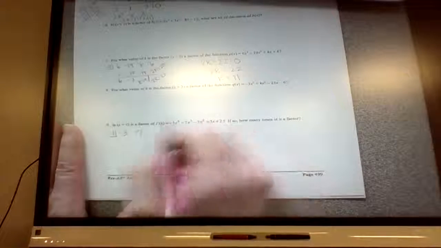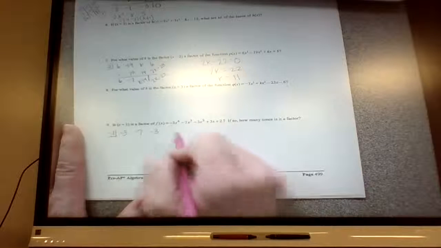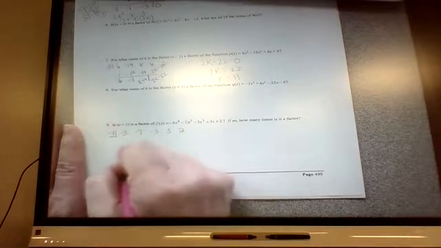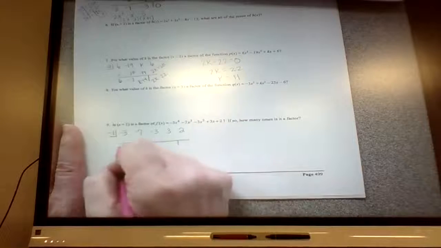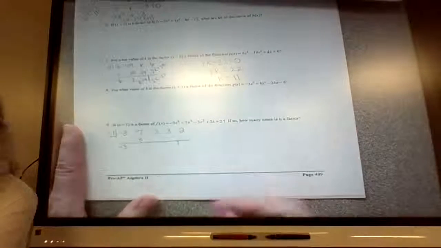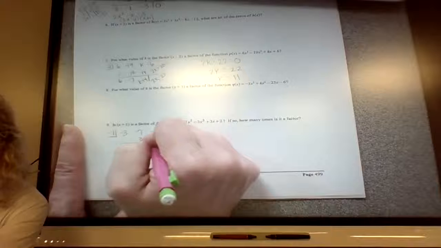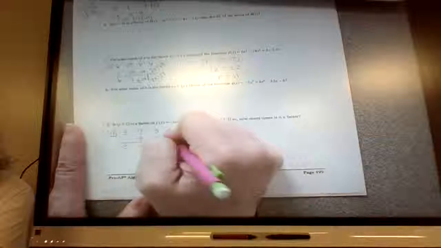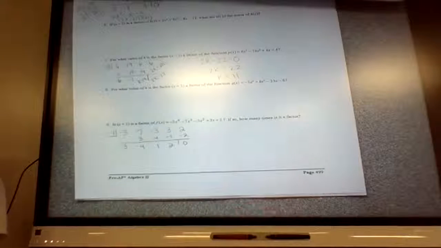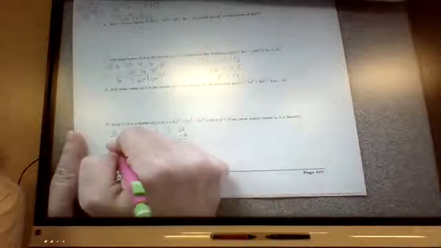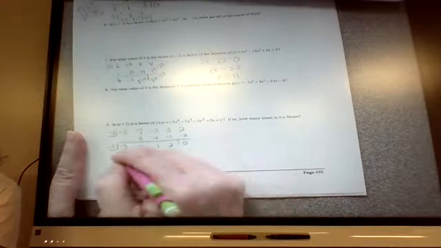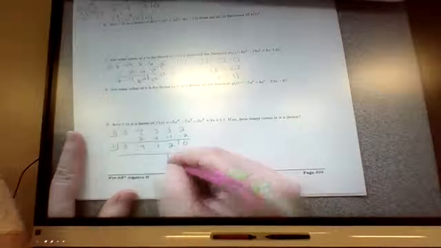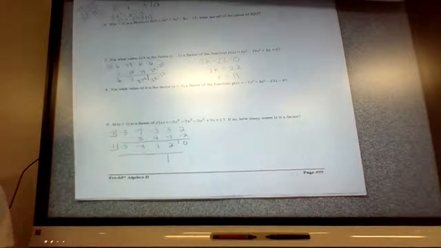Okay, so negative 7, negative 3, positive 3, positive 2, negative 3, positive 3, negative 4, positive 4, 1, negative 1, 2, negative 2, 0. So it's a factor that time, right? Now you can save yourself some space because you're just trying to see how many times it goes into it again. You can just put another little box right there and carry on your synthetic division from right there. You don't have to rewrite the problem all over again.